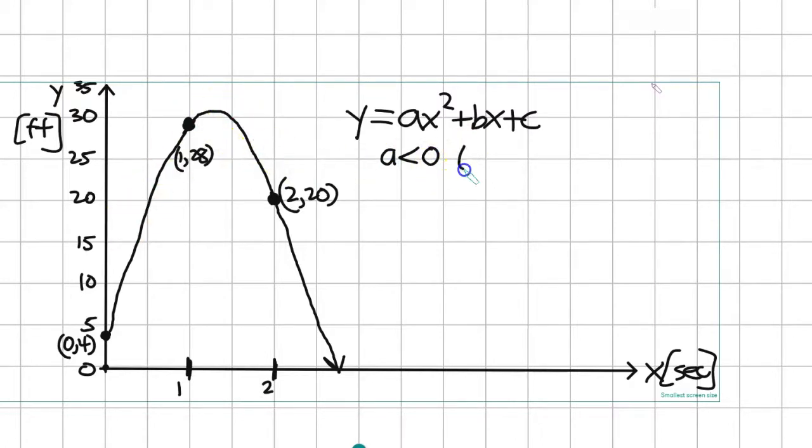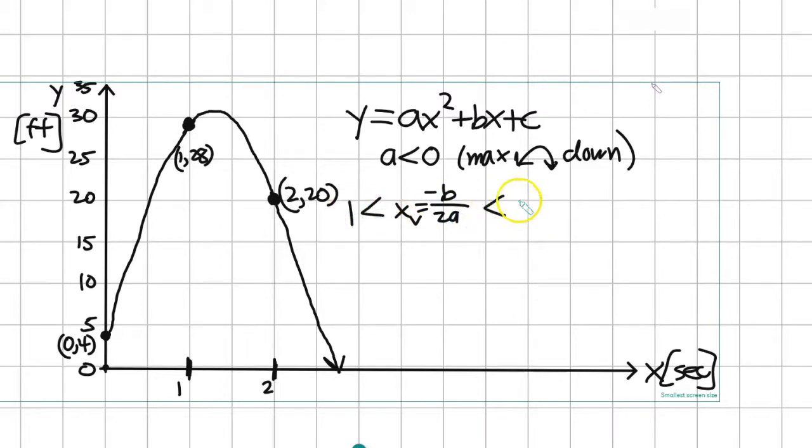Since it has a maximum, the parabola has to open down. So that's the first thing: we know a is less than 0. We also know that the x value, the time for the vertex, is negative b over 2a. That has to be between 1 and 2. It has to be somewhere in that domain.